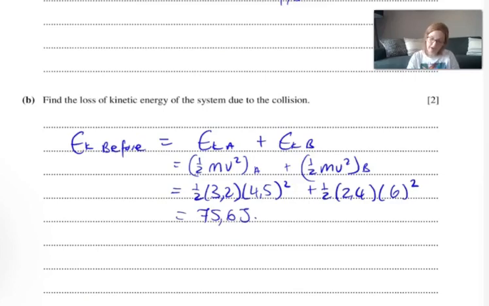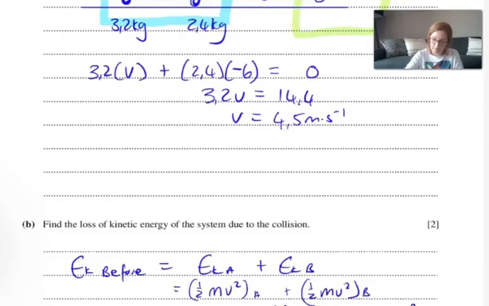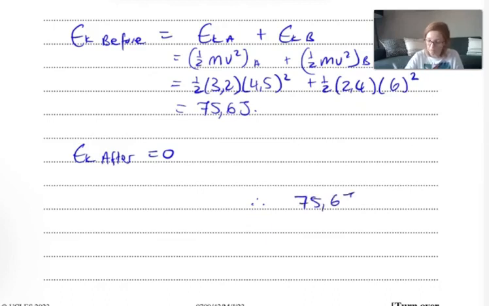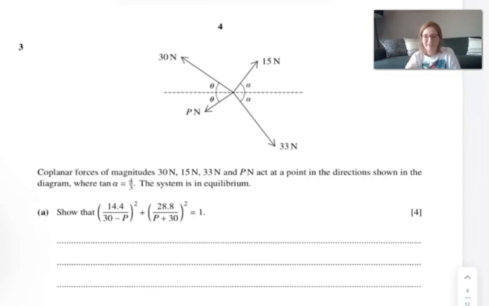Okay, and then if I look at my energy afterwards, in this case, I don't have any kinetic energy afterwards because my particles are not moving. So if I had so much before and nothing afterwards, therefore I have 75.6 joules are lost. Okay, that's my loss in kinetic energy. All right, now we can jump straight into our next one.